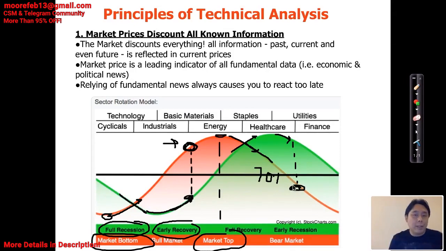Because they're looking at the wrong thing. They're looking at the economic data. They're looking at the fundamentals, which always causes them to act too late. So remember, your entry and exit decisions must always be based on the price action, where the price is moving. And we study that using technical analysis.